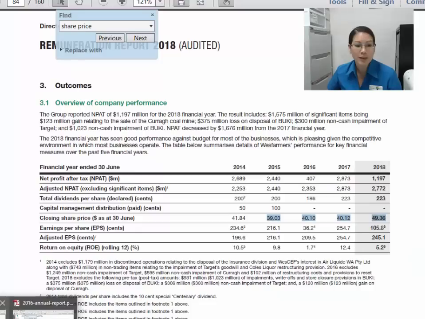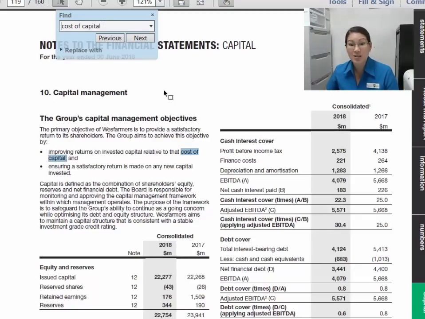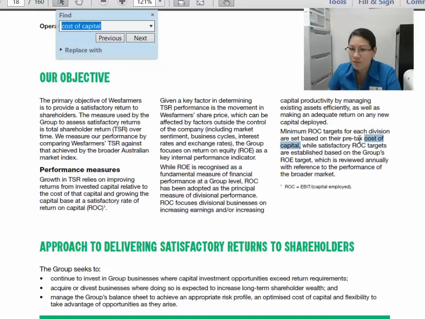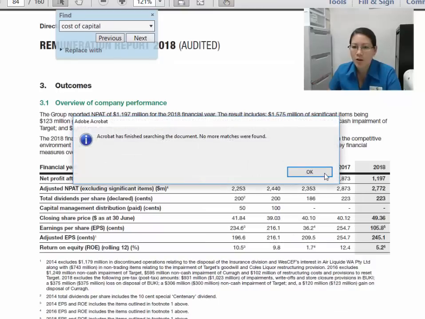But first of all, I'm just going to quickly go through and see if I can find some sort of cost of capital for Wesfarmers, because then I can use that. So they do talk about a cost of capital. They do a weighted average cost of capital determined by the prevailing or benchmark market inputs risk adjusted. That's good. Doesn't give me a percentage though. So I know Wesfarmers does have a cost of capital, but whether I can find it in a timely manner is probably not going to happen.